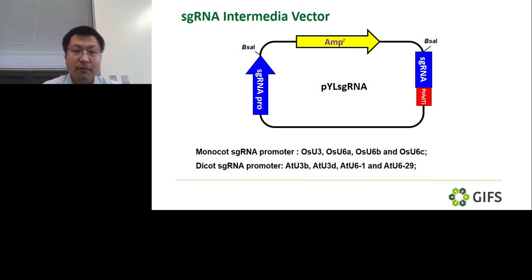Then we cloned 4 sgRNA promoters for dicots: AtU3b, AtU3d, AtU6-1, and AtU6-29. Those promoters are better to use for dicot plants.